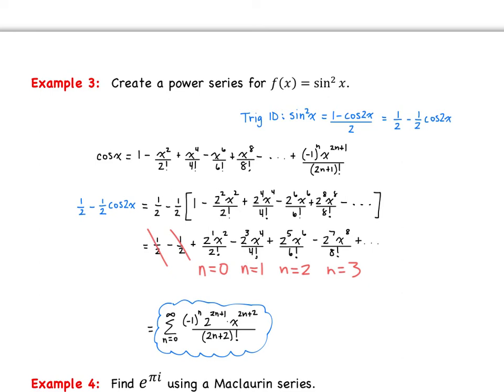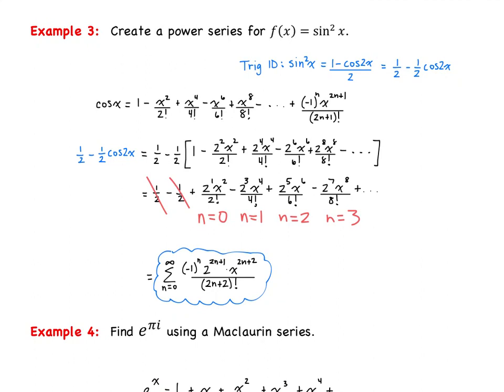Okay, now like I said at the beginning, our goal is now to find the value of e to the pi i using a Maclaurin series. So the first thing I want you to do is write out the Maclaurin series for e to the x. Okay, so first write out those terms, see if you can memorize it. I'll give you a second to do that. Go ahead, pause, and write out the e to the x power series.